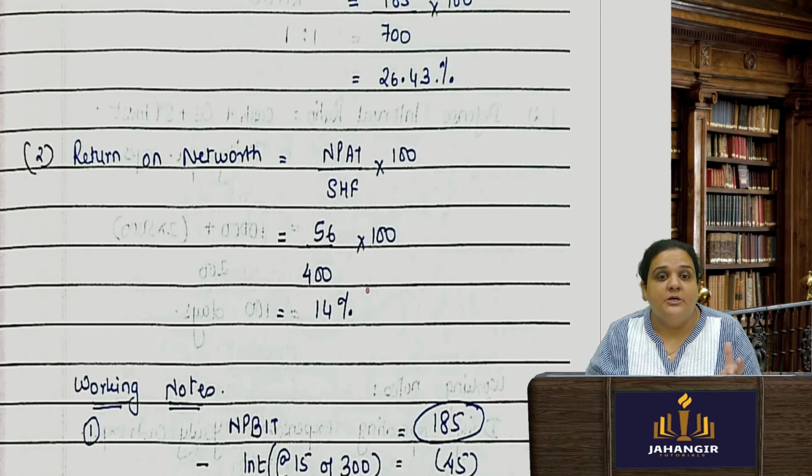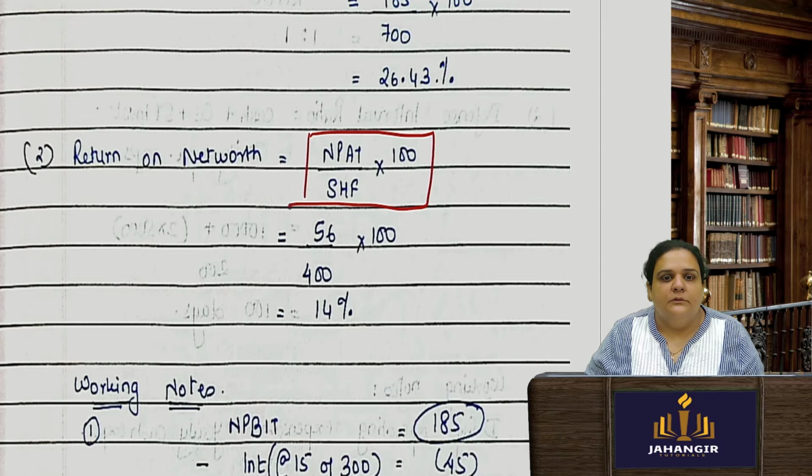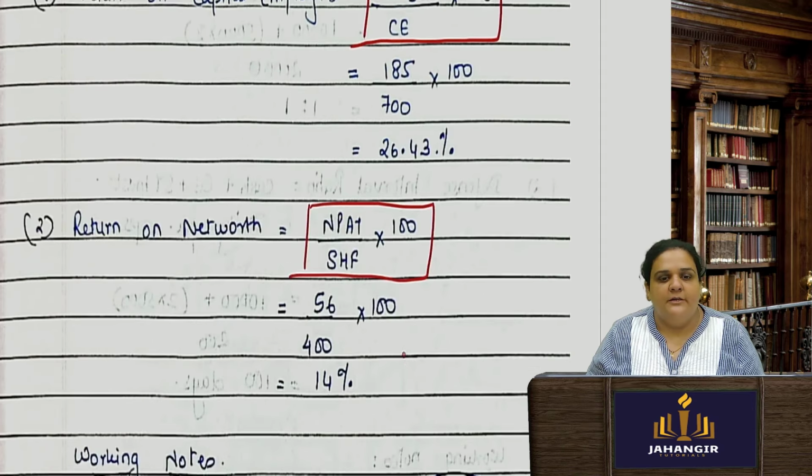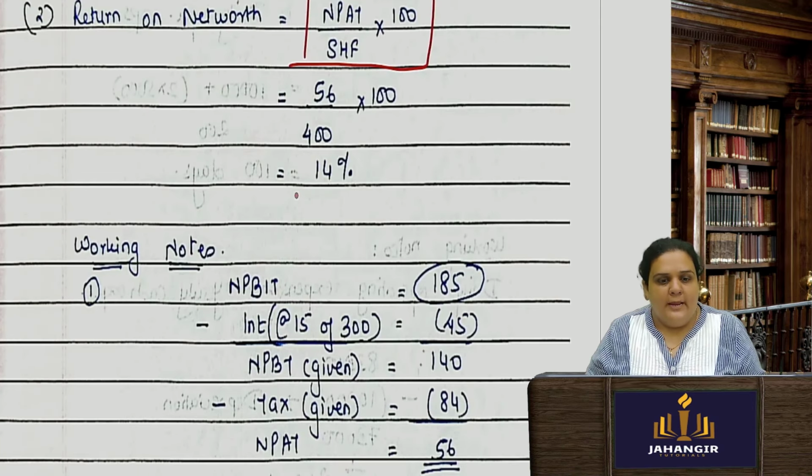And return on net worth means your shareholders funds. So net profit after tax upon shareholders funds into 100. I am just writing this formula. These two formulas we have to use. Now for that I will need NPBIT, capital employed, NPAT and shareholders funds. So NPBIT, have they given me NPBIT?